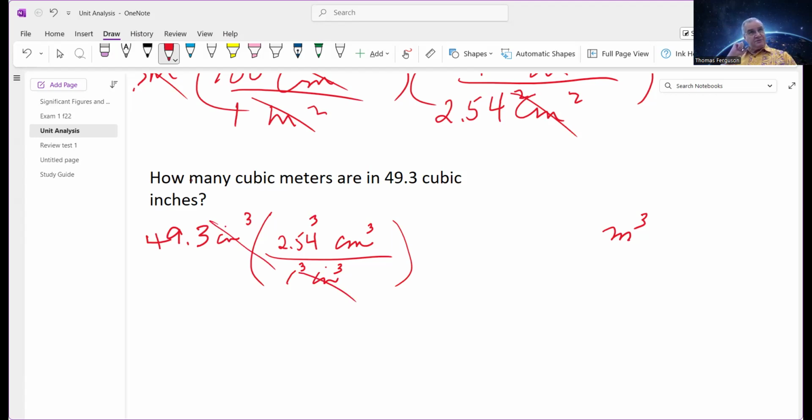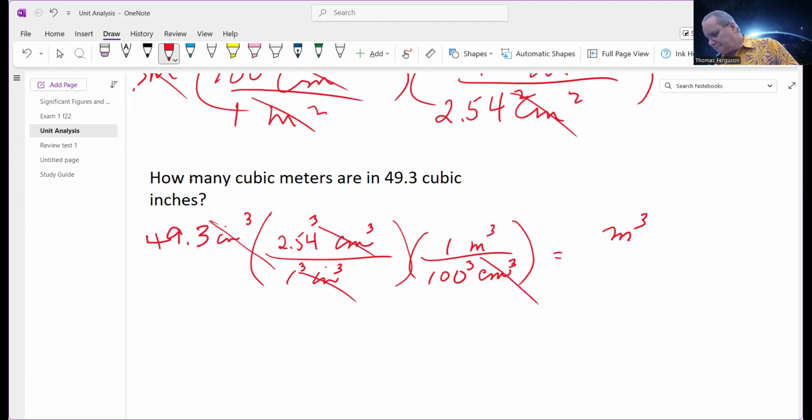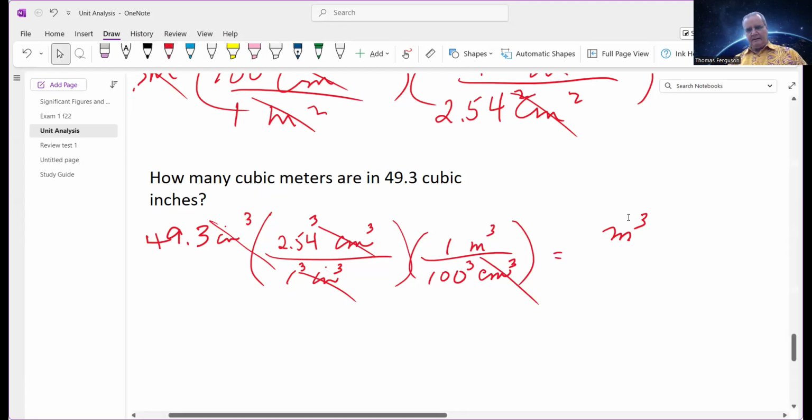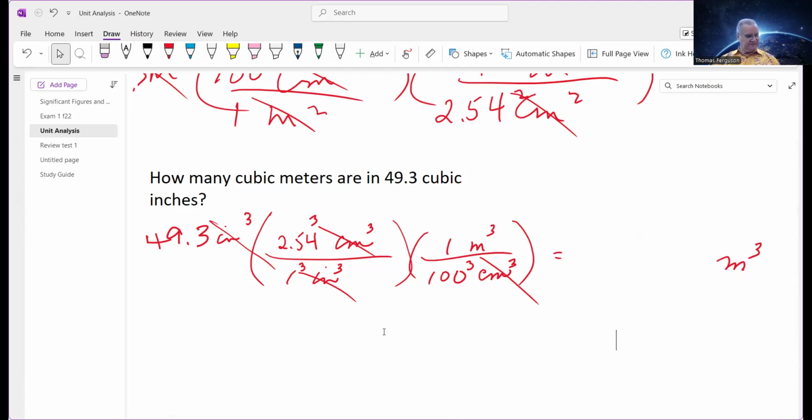Now let's go from cubic centimeters to cubic meters. Now, centimeters is like cents in a dollar. So there are 100 centimeters to 1 meter. And we want to cube everything so that things cancel. Okay, does everyone see why we have to cube everything or square everything?